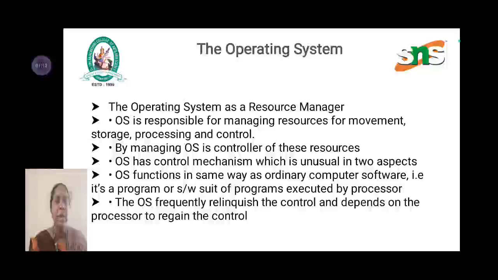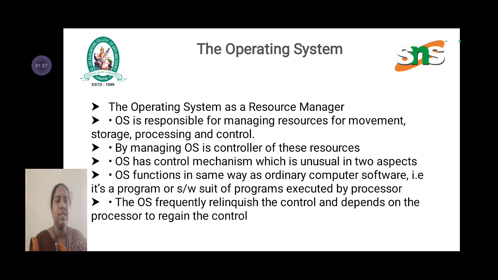The operating system as a resource manager. The operating system is responsible for managing resources for movement, storage, processing and control. The OS has a control mechanism which is unusual in two aspects. The OS functions in the same way as ordinary computer software. For example, it is a program executed by the processor. The operating system frequently relinquishes control and depends on the processor to regain control.